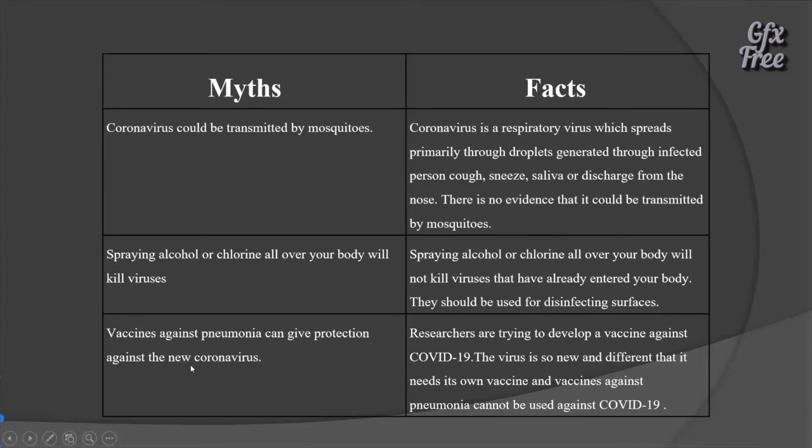Myth: vaccines against pneumonia can give protection against the new coronavirus. Researchers are trying to develop a vaccine against COVID-19. The virus is so new and different that it needs its own vaccine, and vaccines against pneumonia cannot be used against COVID-19.